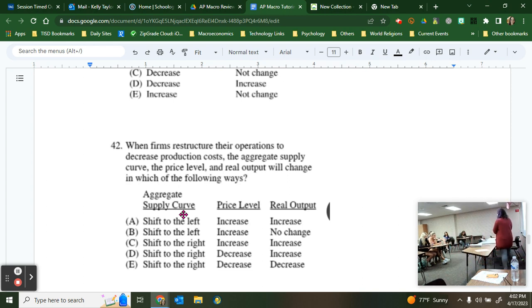Let's go over this very fun FRQ. Inflation is not changing. Expected inflation is not changing. Okay.